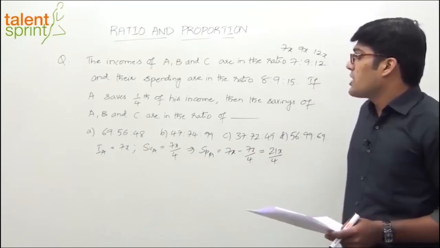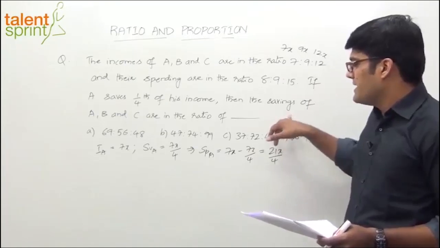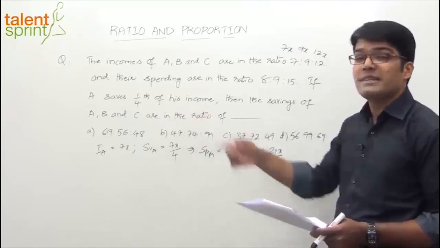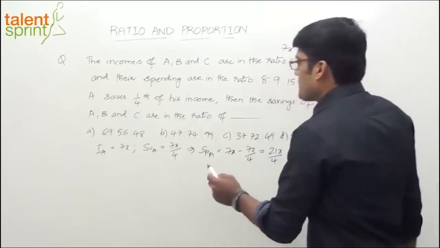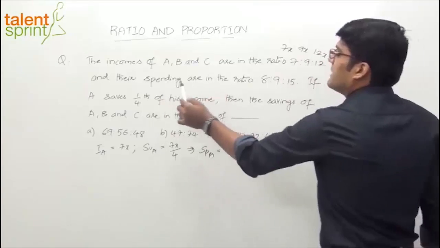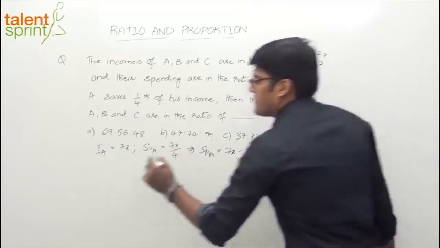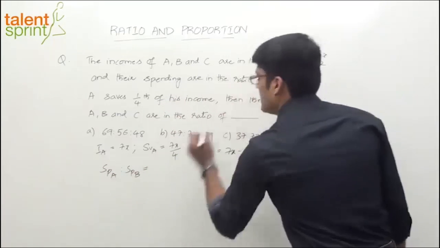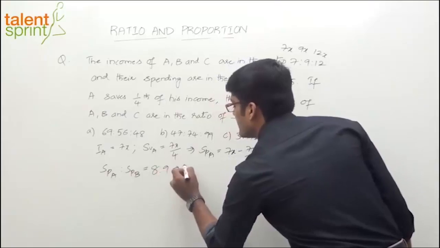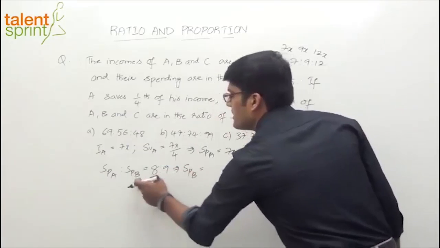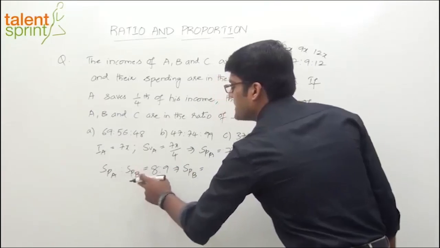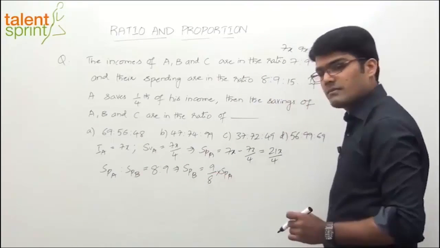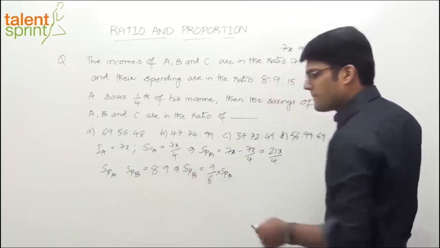Now, to find out the saving ratio of A, B and C, we know the savings of A is 7x by 4. That is fine. But we need to find out the savings of B and C now. How do we do that? See, what do we know? A, B and C are spending in the ratio of 8:9:15. So spend of A is to spend of B is 8:9, which implies spend of B will be 9 by 8 into spend of A.